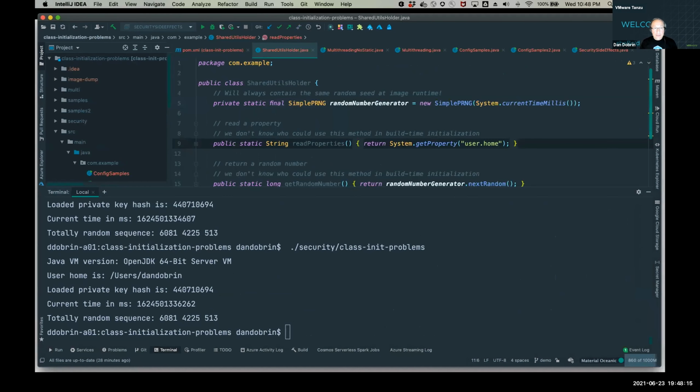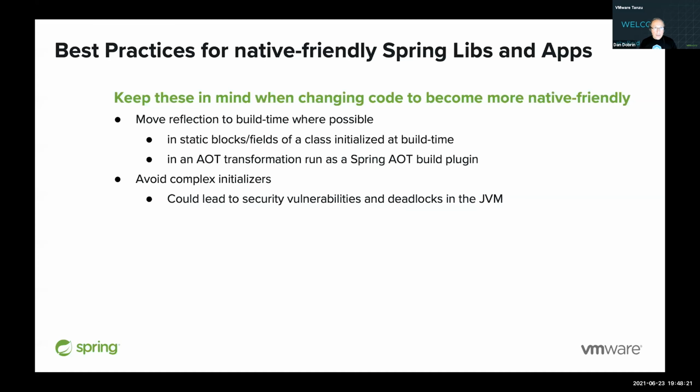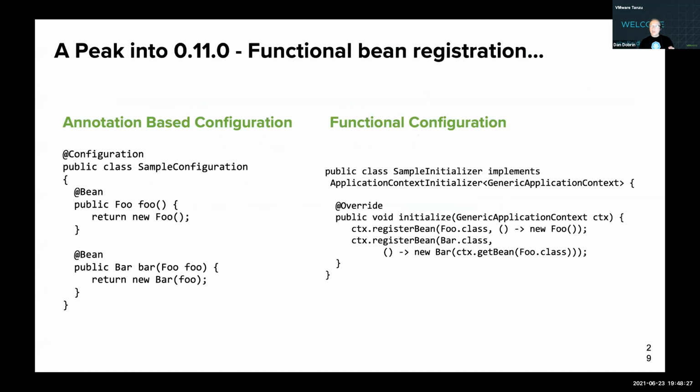Always keep in mind that this might not be obvious, but it is something very handy for us. And last thing, a little peek into 0.11: functional bean registration. This will be a massive improvement in terms of size and speed. We know our regular annotations, whatever we can annotate with @Bean in configuration classes, but how about registering the bean in a functional way? This would be right away understood by the native image, and it would be like, great, we can do this.